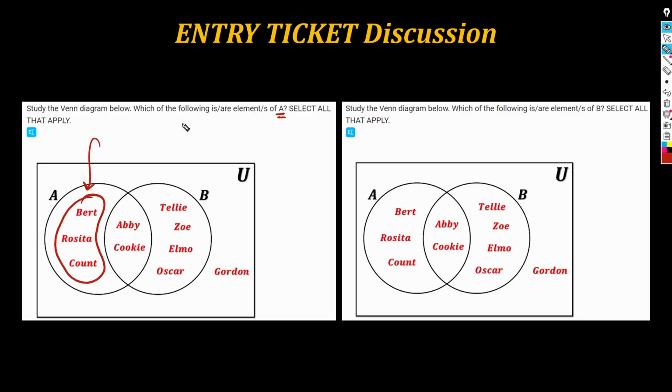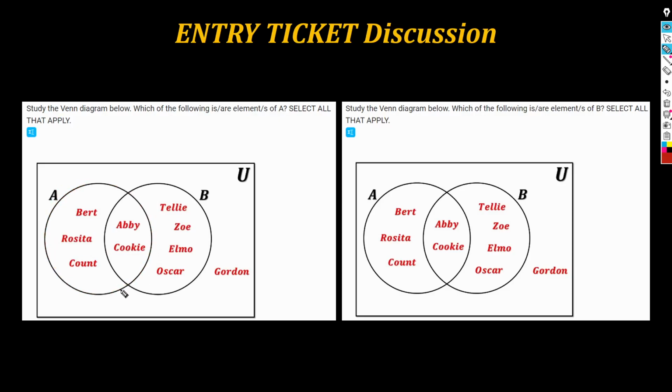But there's a difference, no? Bert, Rosita, and Count are members of just A. But let's not forget that these two elements here, Abby and Cookie, are also elements of A. Nandun pa rin sila within the circle of A. So technically, part pa rin sila ng A. So the correct answer for this item is all these 5 elements. Bert, Rosita, Count, Abby, and Cookie are all elements of A because they are still within the loop of A.